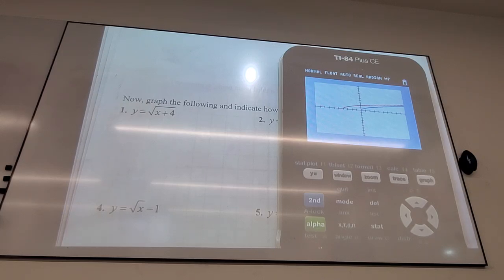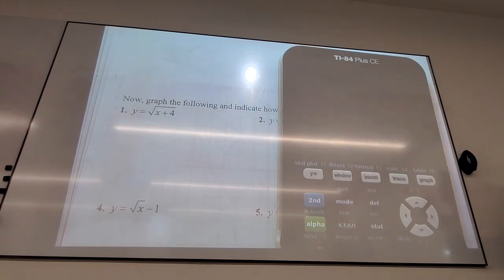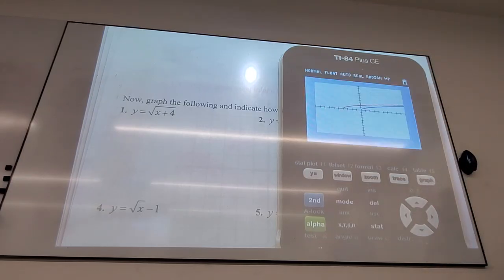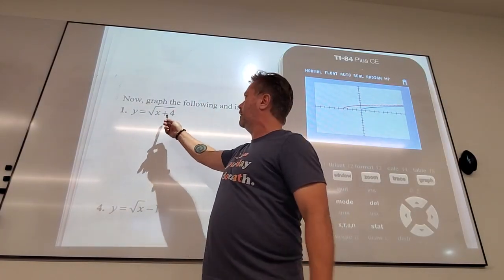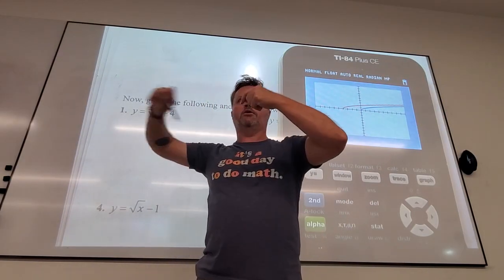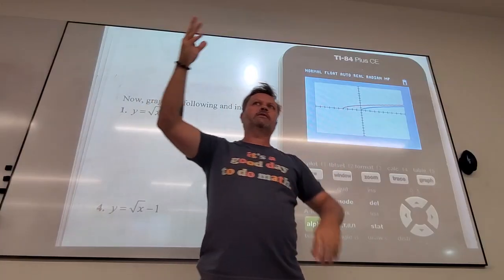Now, this is one of the key things. Do you notice it went back 4? Students key way too much on this plus, wondering why did it go back when it's plus? And it's because that is allowing me to go back. So what do you think is going to happen on number 2?